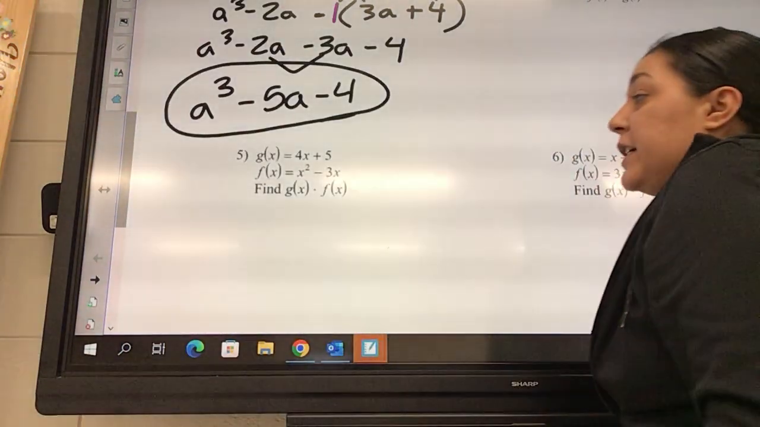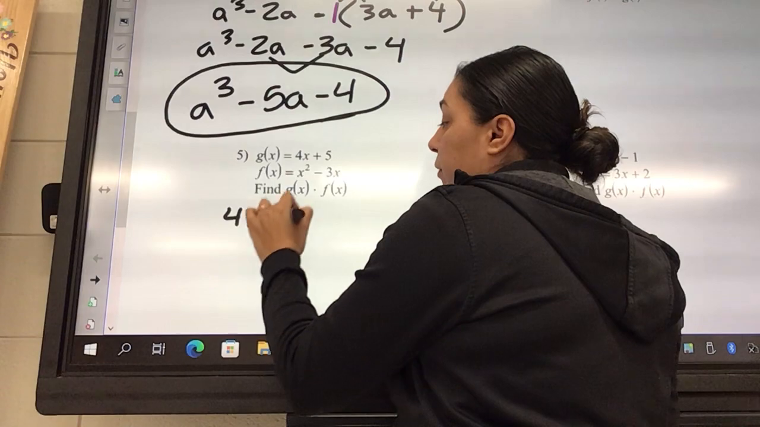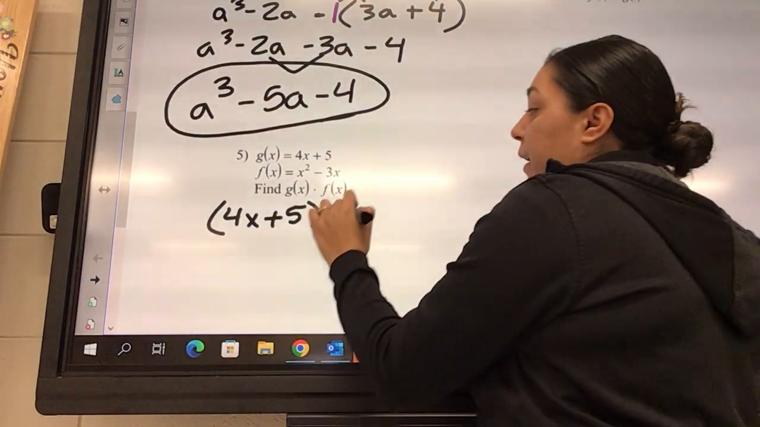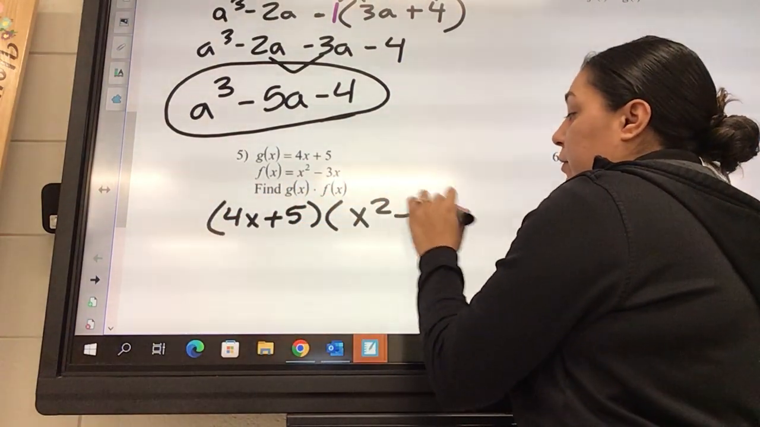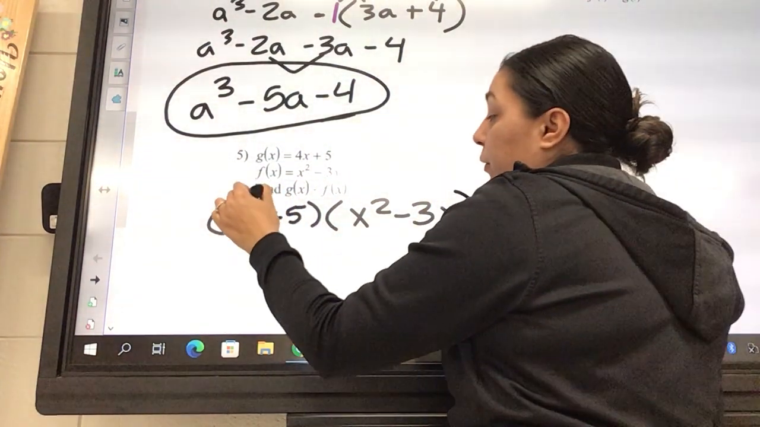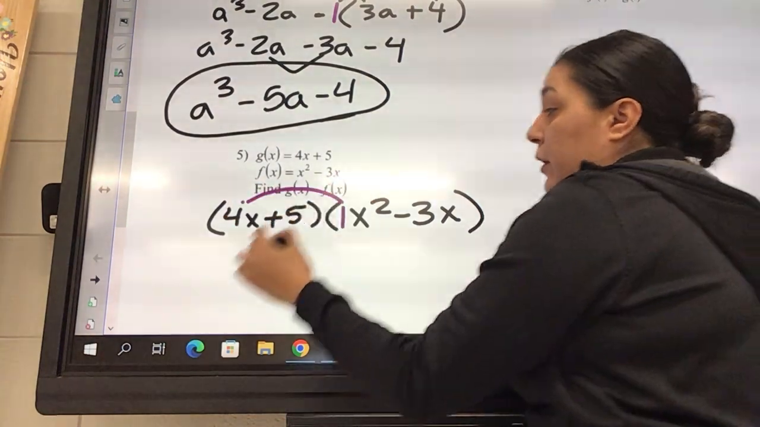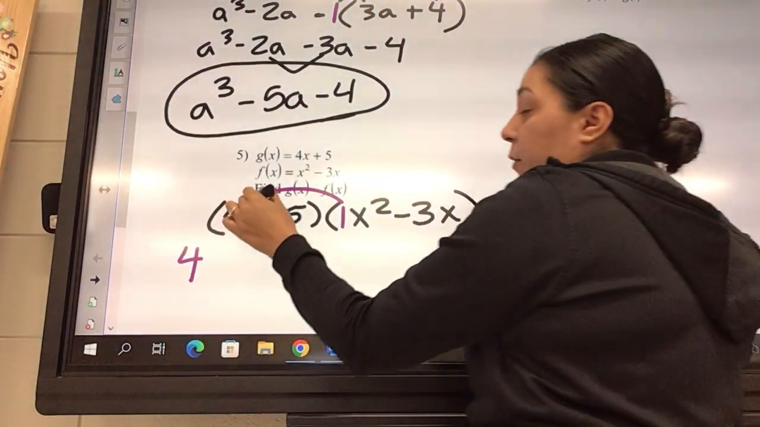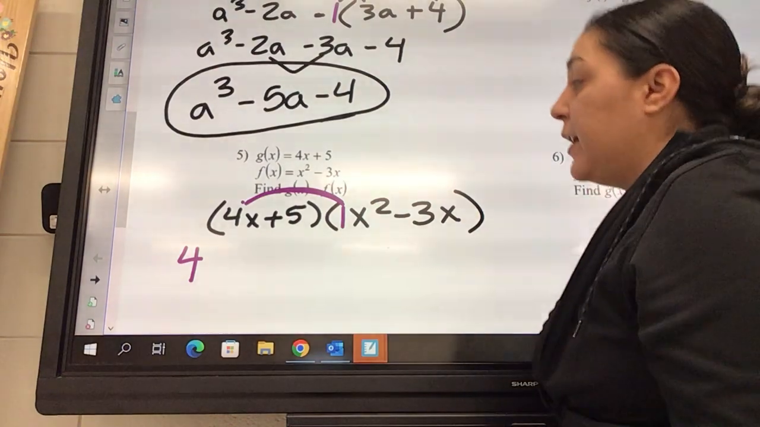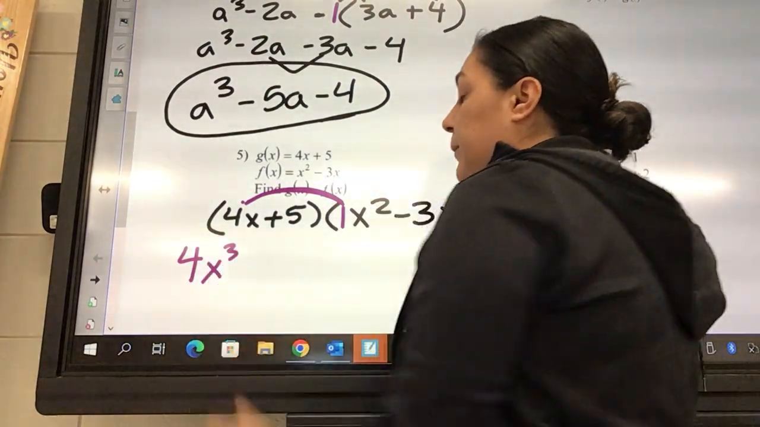Okay, we got G times F. So we got G is going to be 4x plus 5 times my F is x squared minus 3x. Okay, so we can put a 1 right here, but we're going to say 4 times 1 is 4. And then from here to here, we look and say, well, how many x's do I have? Well, this guy's got 1 and he's got 2, so that makes this x^3.